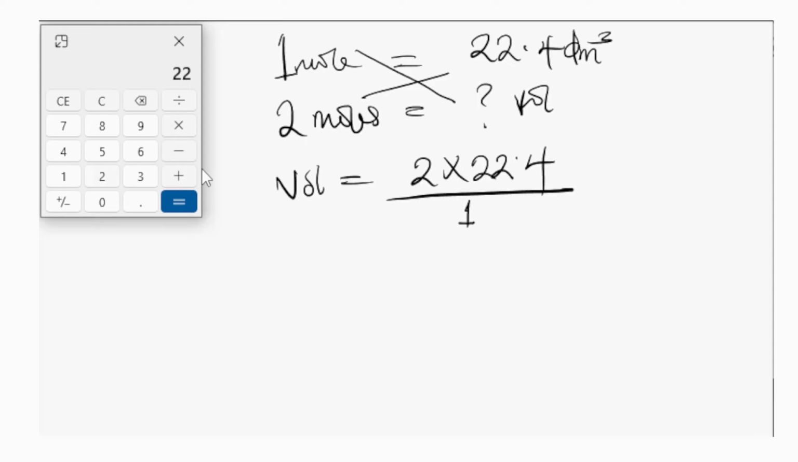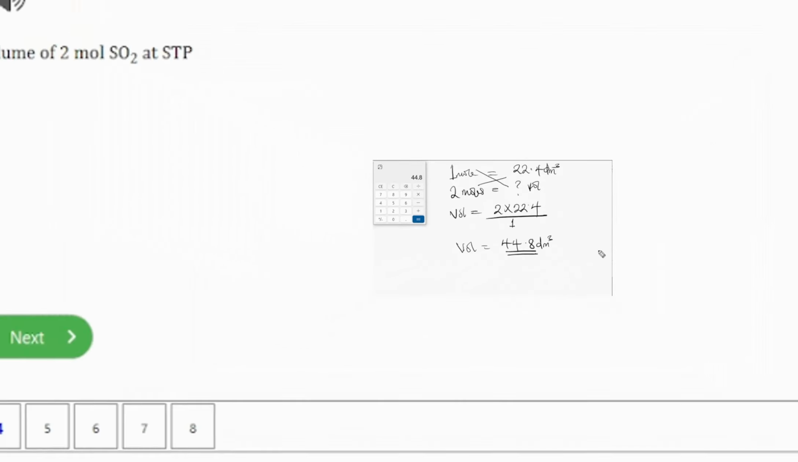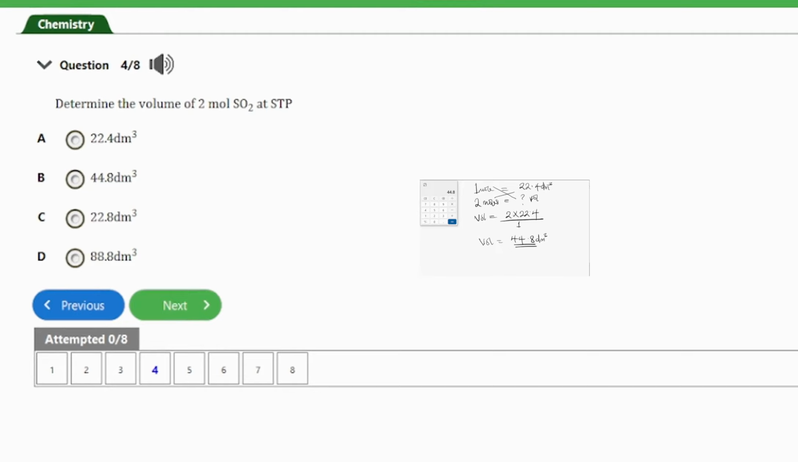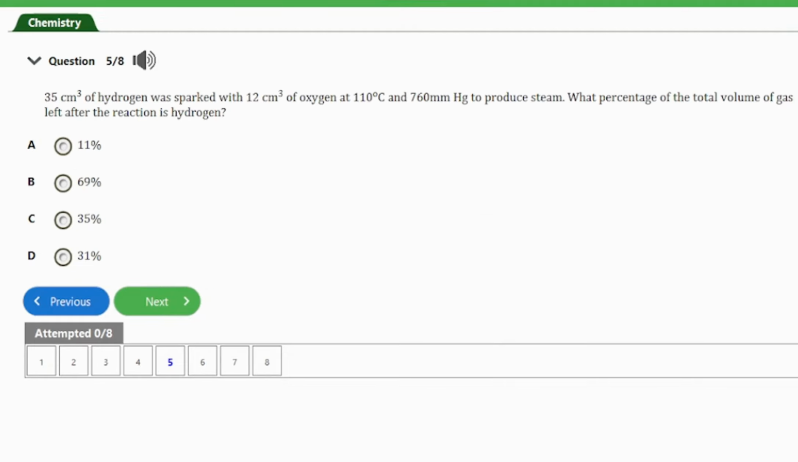2 times 22.4, that's 44.8. So the volume will be 44.8 dm cube. So guys, that's it about this question. The volume here for 2 moles of this substance will be 44.8 dm cube. And guys, that's option B here. So let's wipe this out and then let's go ahead and check out the next question, and that's question number 5, guys.